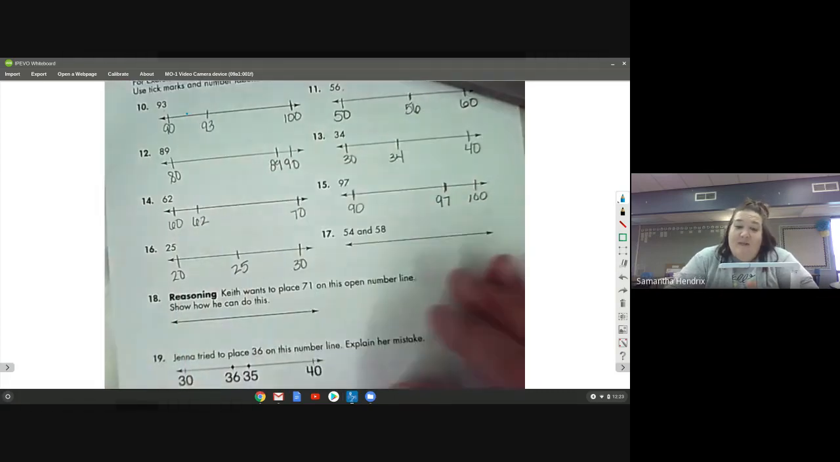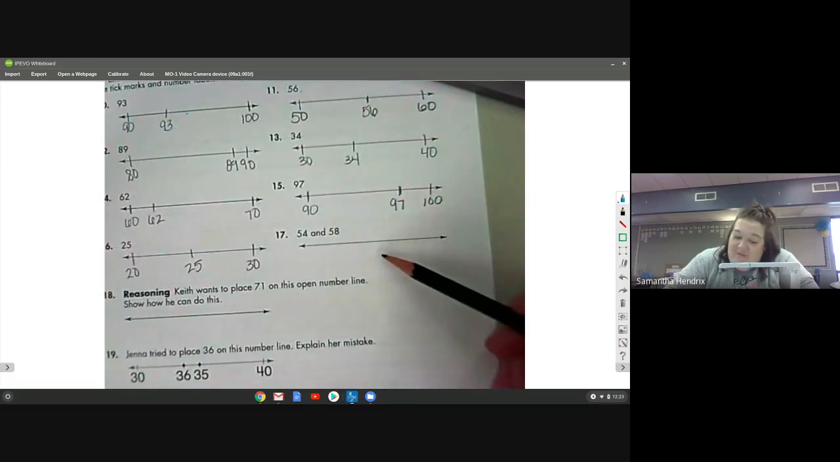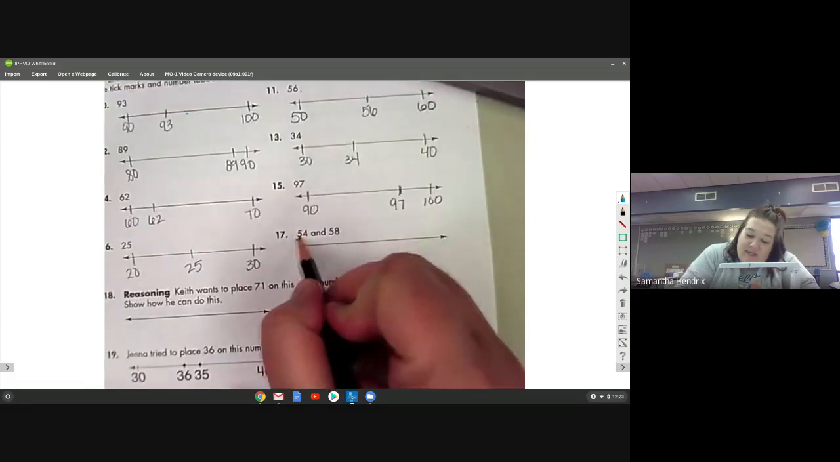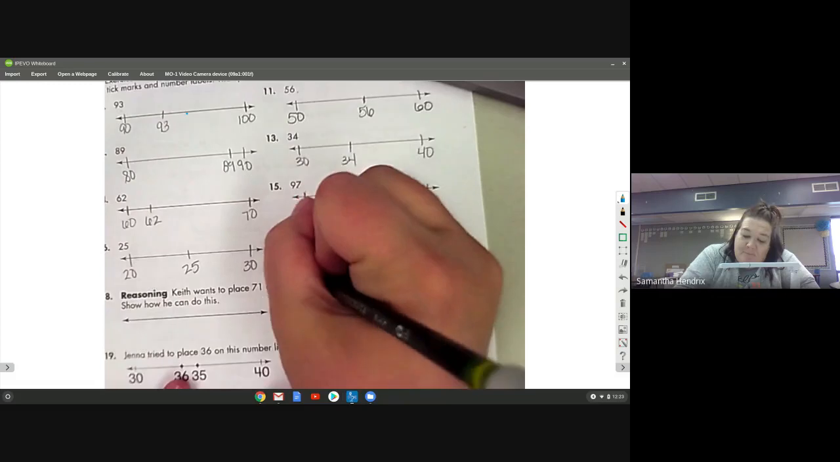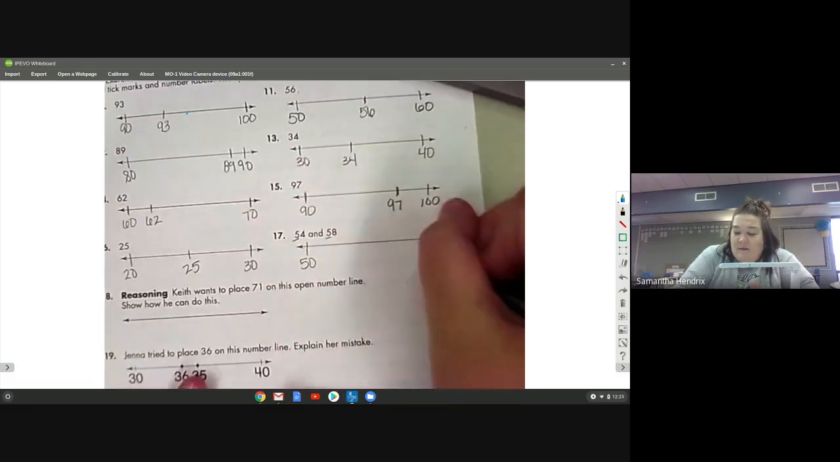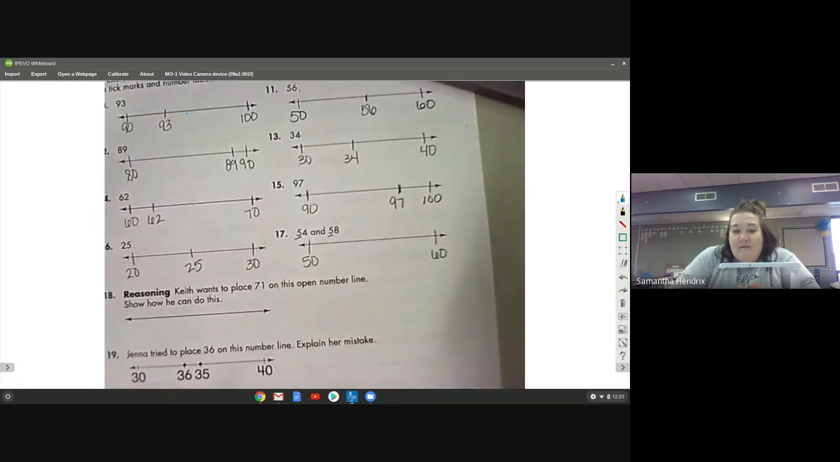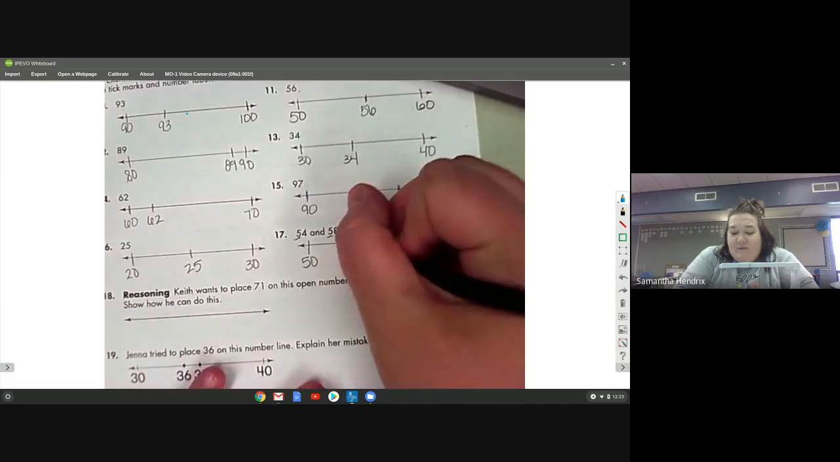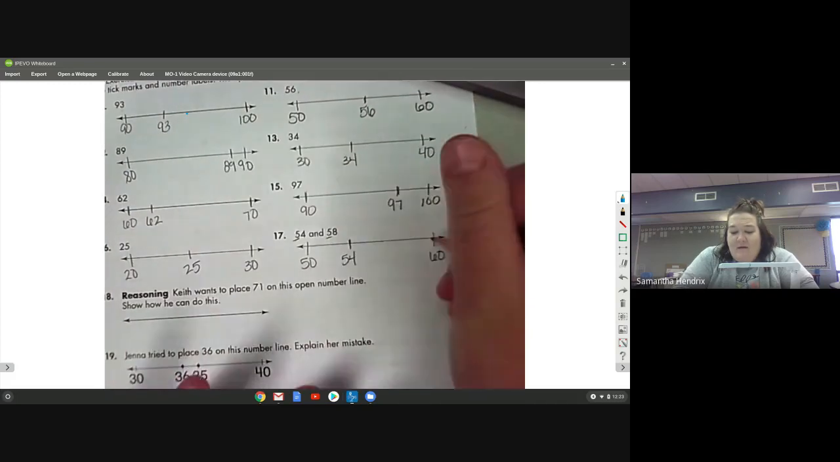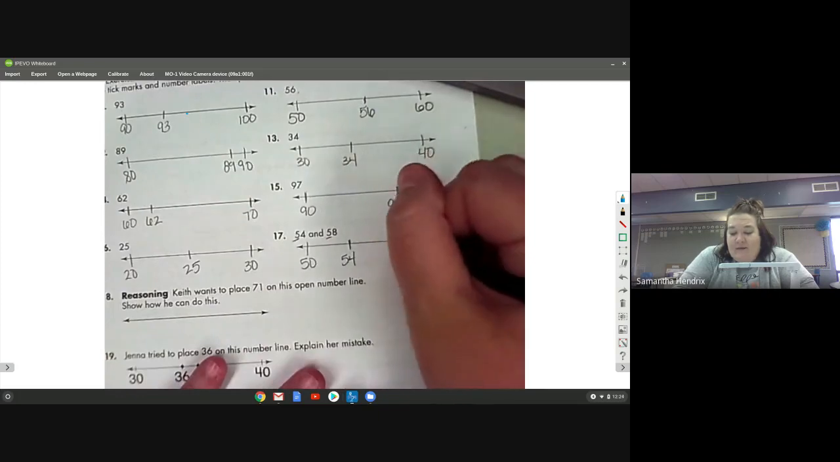Okay? Now this says 54 and 58. So both of our 10s are 50. So these are going to be the same. So 54 and 58 are between 50 and 60. So 55 is directly in the middle. So this is going to be 54, around there. And this is going to be around 58.